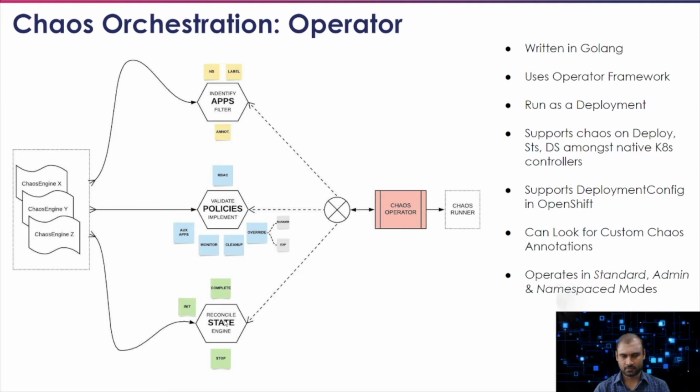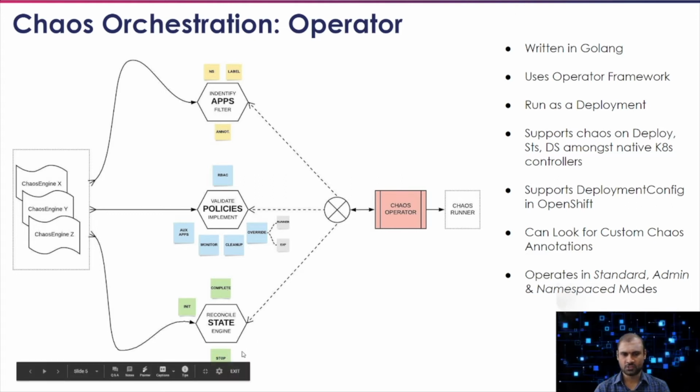The other major function of the operator is reconciling the state of the chaos engine. So there are three states of the chaos engine. We will look at the state diagram in a bit. One is the initialized state, which is when your engine is just created, launched. The completed state, when an experiment execution has completed. It has run its full course. The other state is when you actually stop the chaos engine or you abort the chaos experiment. When you abort the chaos experiment, the operator sets the engine state to stop.